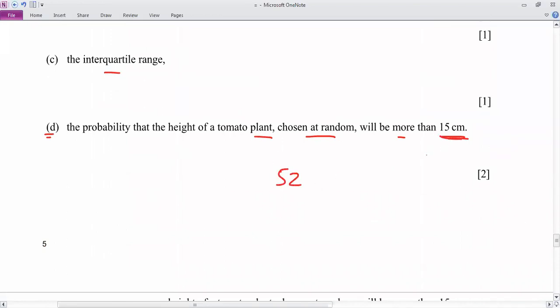52 have a height more than 15 out of the total, how many? 60. So this will be the probability. Because how do we take the probability? The number chosen out of total. Now, more than 15 centimeters is only 52, the total is 60. So the probability will be 52 out of 60.